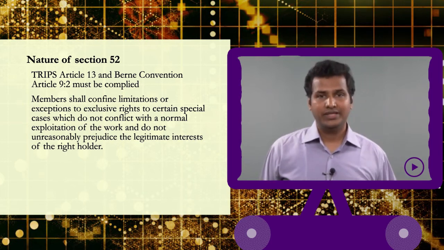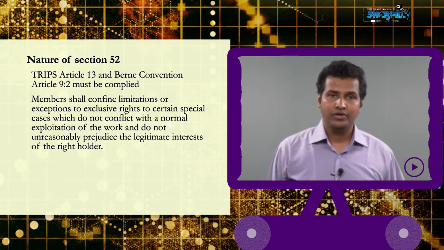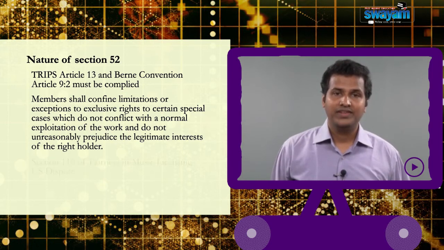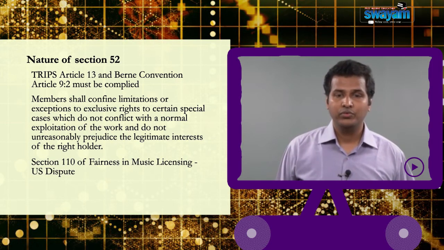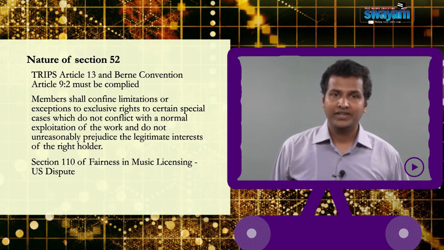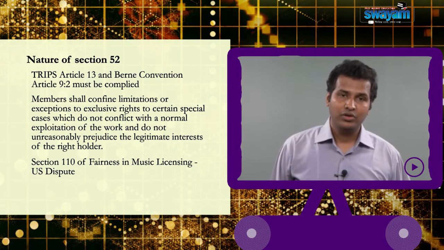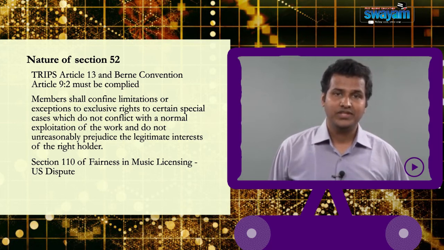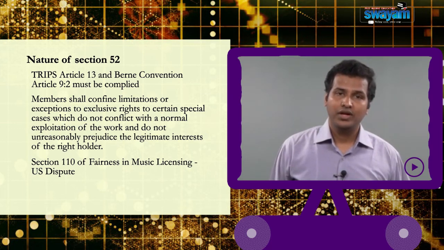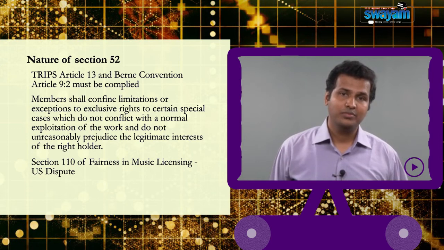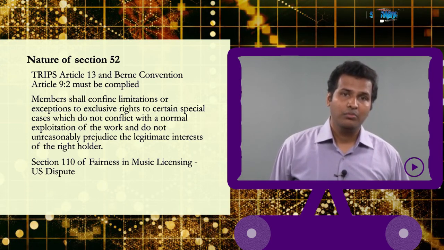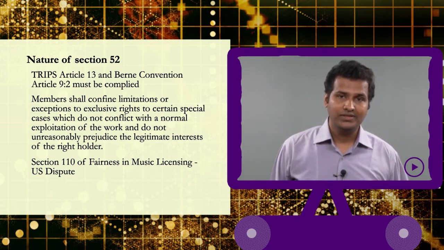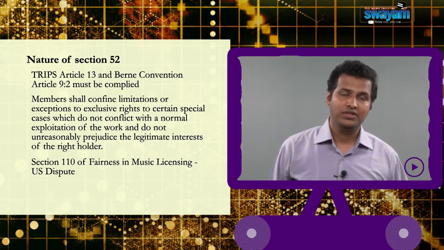This provision came to be tested in one of the WTO dispute settlement panels, where section 110 of the Fairness in Music Licensing Act of the United States was challenged by the European Union. What this particular provision did in the United States was allow certain exceptions, called the homestyle exception and the business style exception, to bars, restaurants and hotels with certain limited space capacity, which used certain amplifiers to broadcast music.